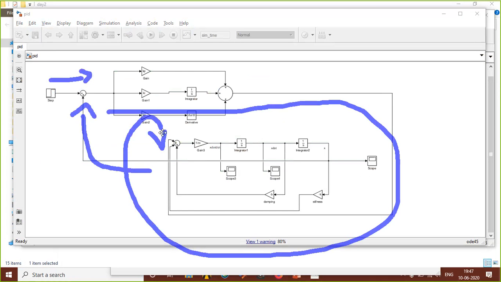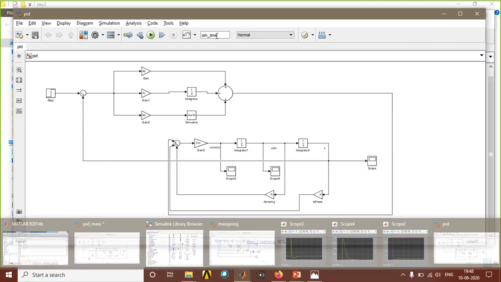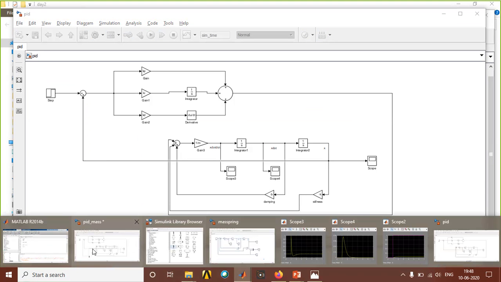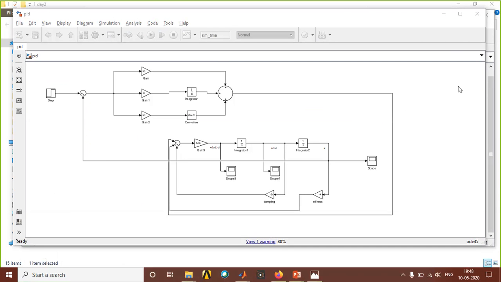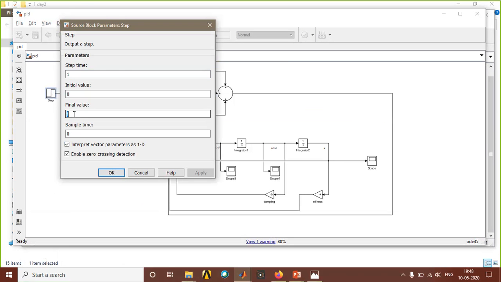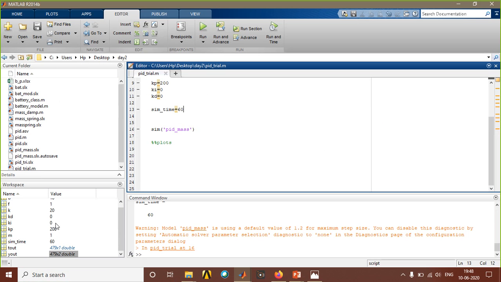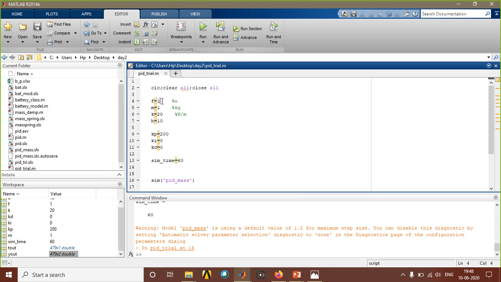Guys, please try to find the issue because both systems are fine. Let me do this once again. Simulation time. Step force is not getting applied. F is here. One we are giving.